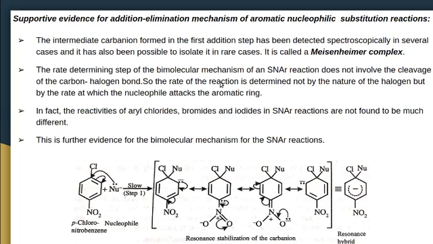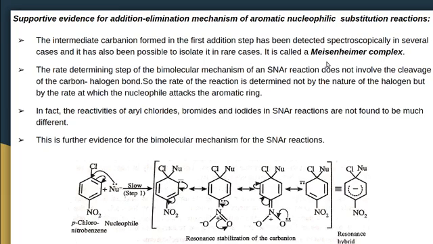Next, moving on to the supportive evidence for the addition elimination mechanism of aromatic nucleophilic substitution reactions. The intermediate carbanion formed in the first addition step has been detected spectroscopically in several cases, and it has also been possible to isolate it in rare cases. It is called a Meisenheimer complex.